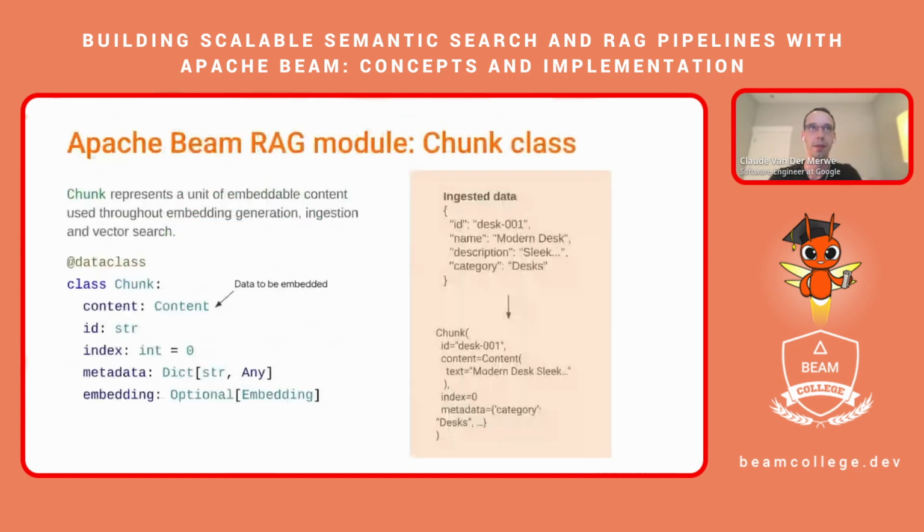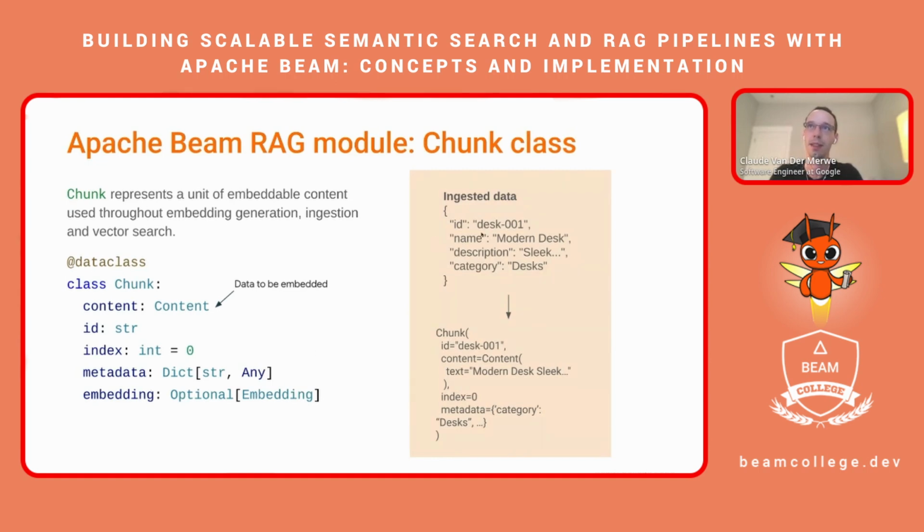Okay, so the first part of this RAG module is introducing the chunk class. Chunk represents a unit of embeddable content that we use through the embedding workflows. So as a chunk, you have the attribute content. This is what will be embedded. You have an ID, the chunk index, for example, if a document was divided into 3 chunks, the sequence of this chunk, any additional metadata, and then eventually the embedding for this chunk.